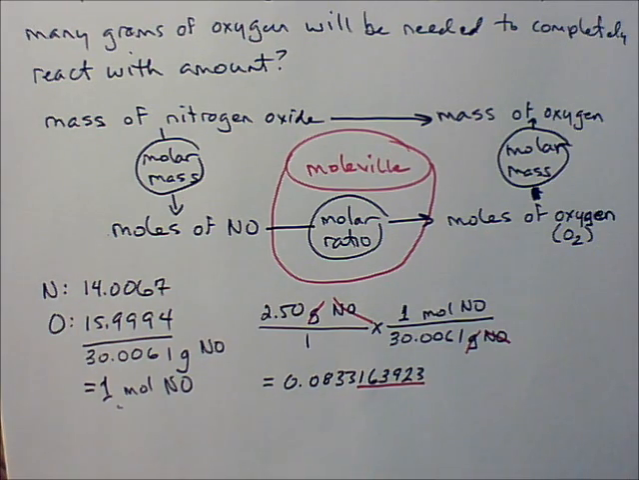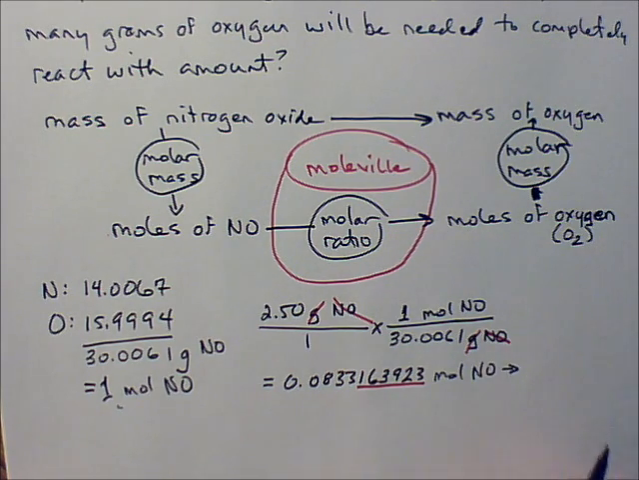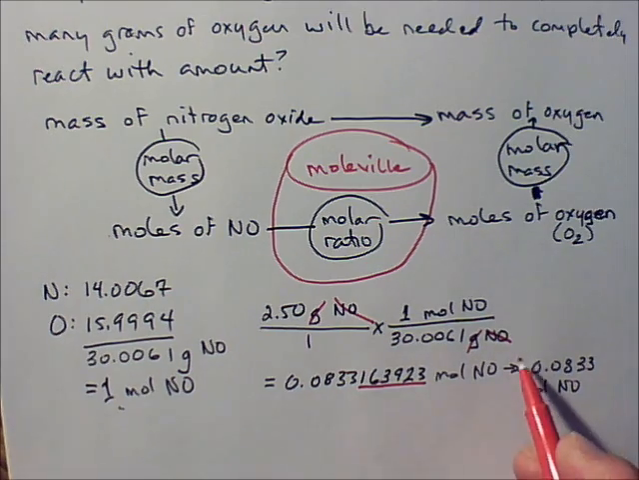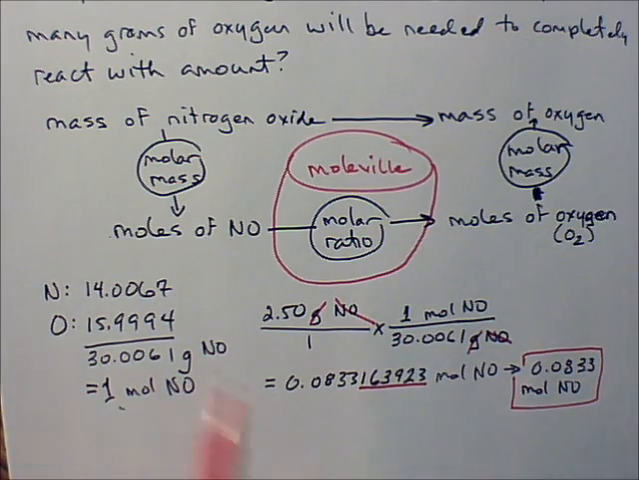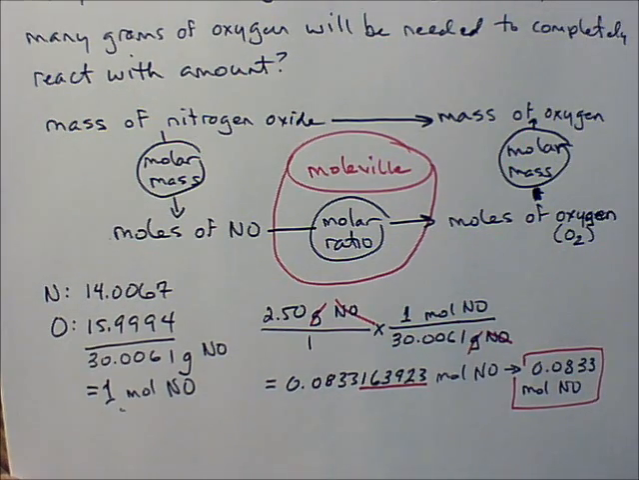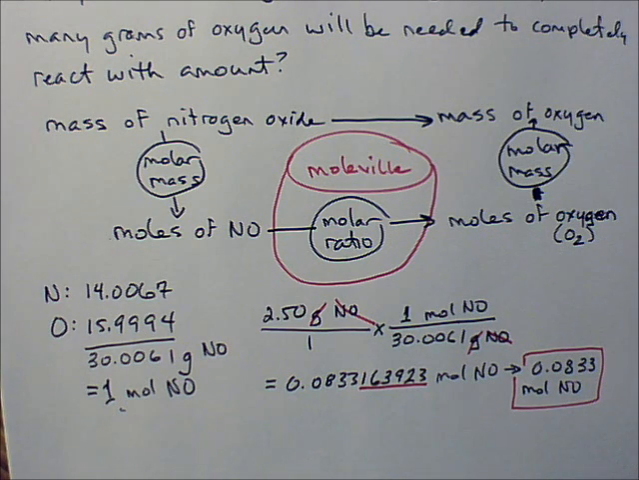Now I haven't put my units down here. This is moles of NO. And we need to put an arrow, not an equal sign, because these two numbers are not equal. 0.0833 moles of NO. That's not the end of our problem because we're only right here and we've got to get all the way over here. I need 3 digits in the final answer. The leading zeros are not significant.